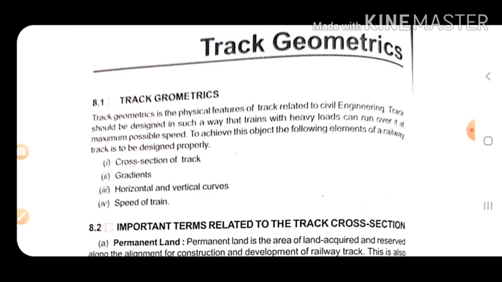Track geometrics is the physical features of track related to civil engineering. Tracks should be designed in such a way that trains with heavy loads can run over it at maximum possible speed. মানে ট্র্যাকটা এমনভাবে করতে হবে যাতে ম্যাক্সিমাম পসিবল স্পিডে ট্রেন যেতে পারে। To achieve this object, the following elements of a railway track are to be designed properly.